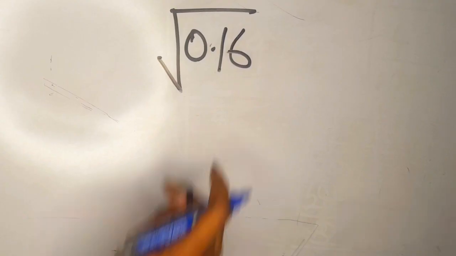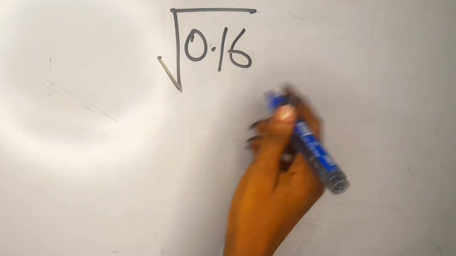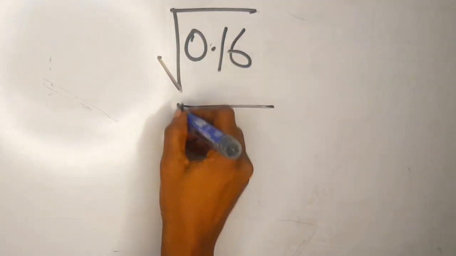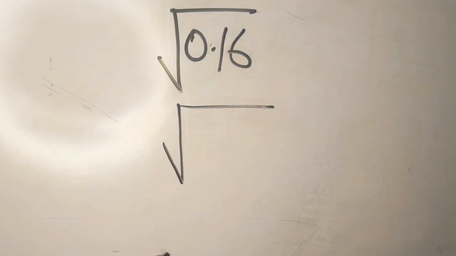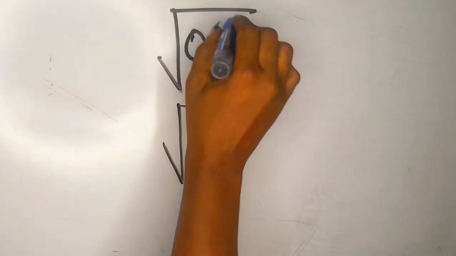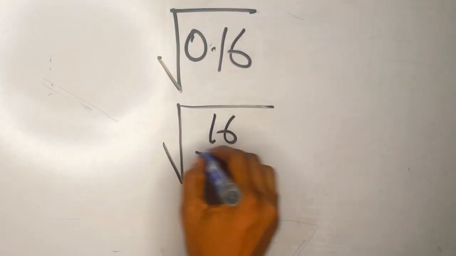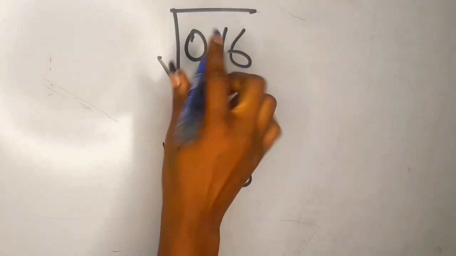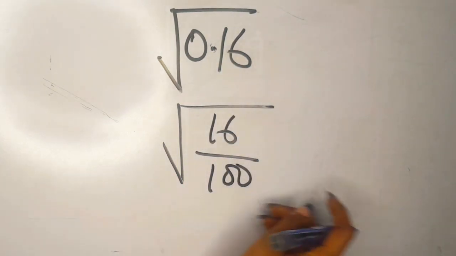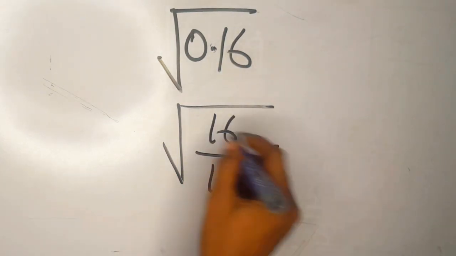Now find the square root of 0.16. So again, we are going to change it to a proper fraction. So this gives us 1. You move the points here, 1 and 2. So it is 16 over 100. Remember, after the decimal point, you have 2 digits. So we have 2 zeros as well. So this gives us 16 over 100.